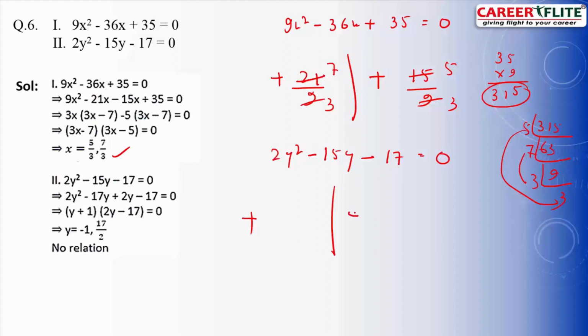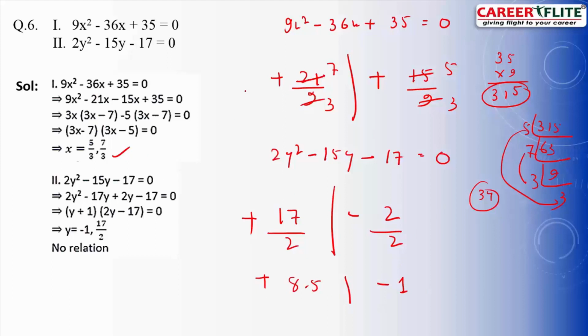So I will follow the path of minus. Now for the roots, 17 into 2 will be 34. So we must find 15. So what will be 17 and 2? 17 minus 2 is 15, 17 times 2 is 34. Divide by 2 and divide by 2. So what we have as the values? We will have 8.5 and here we have minus 1.